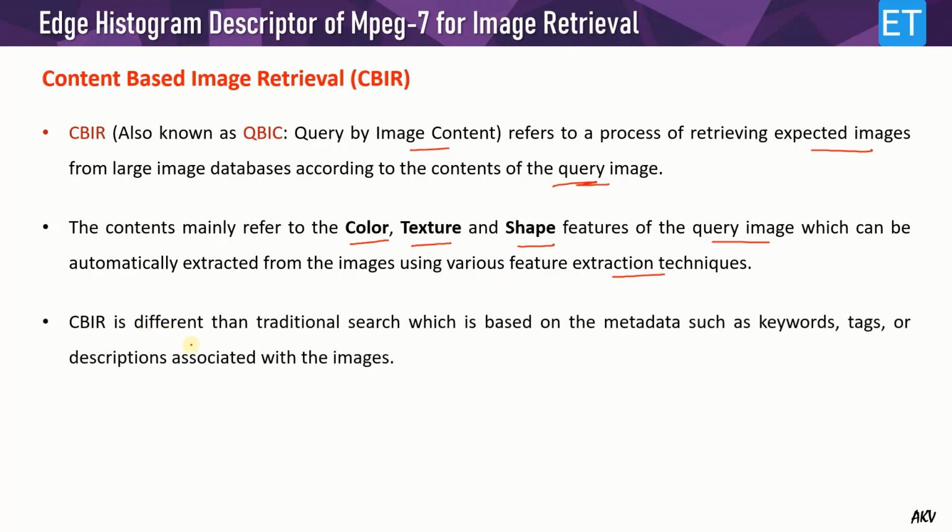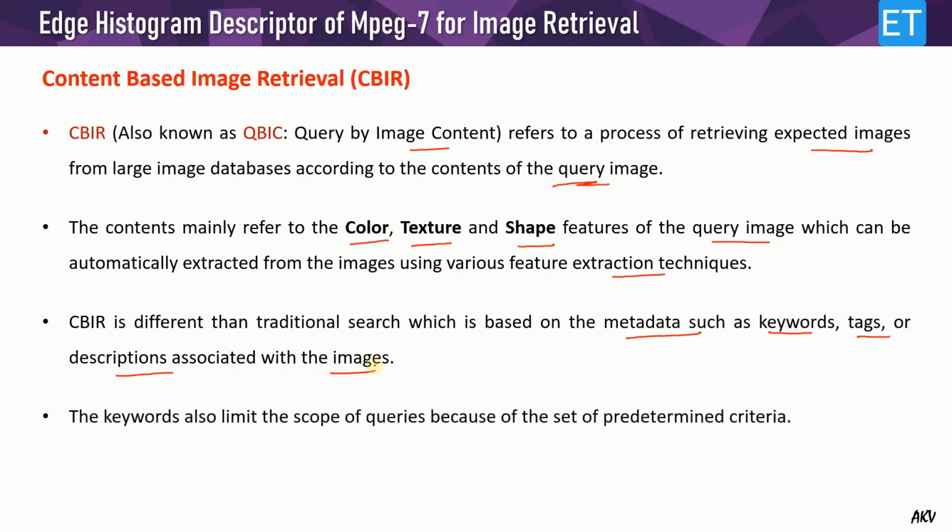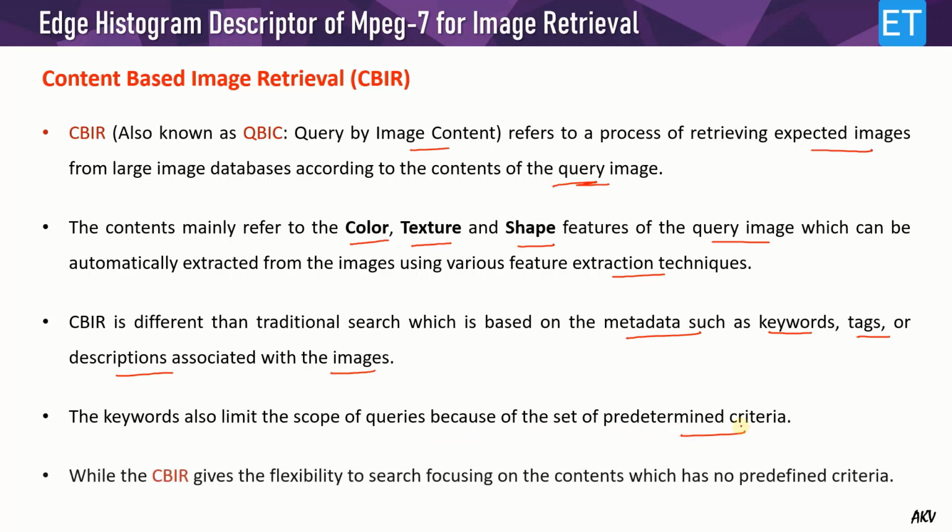The CBIR is different from the traditional search, which is based on metadata such as keywords, text or any description that is associated with the images. The keywords limit the scope of the queries because of the predefined or predetermined criteria, while the CBIR is actually flexible, which is able to search on the contents of the image rather than any predefined criteria.